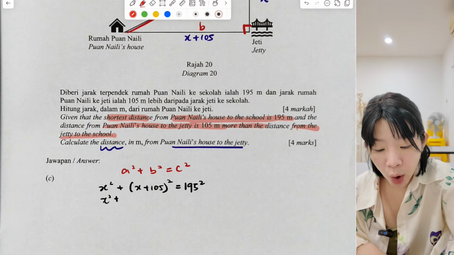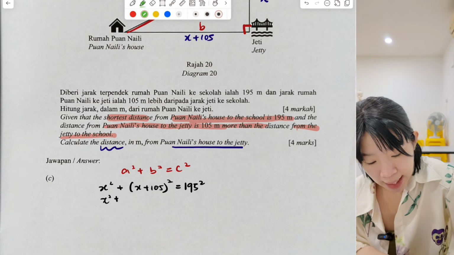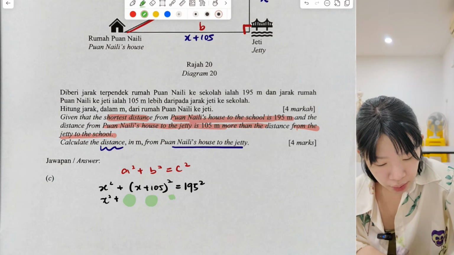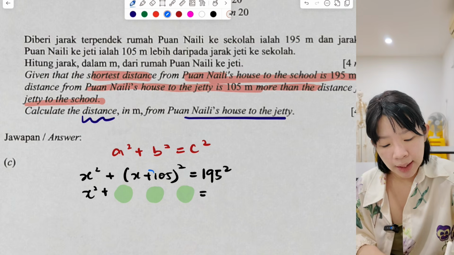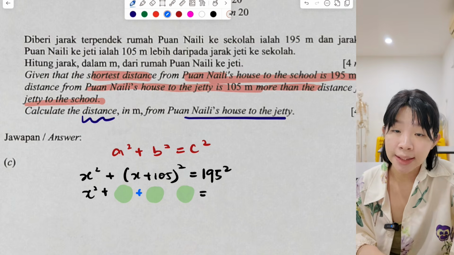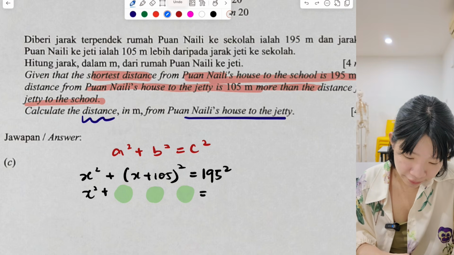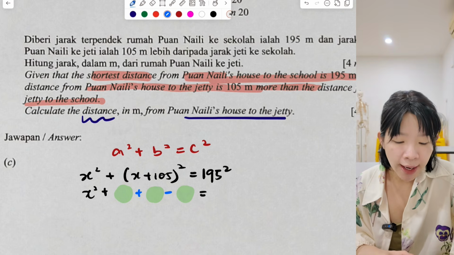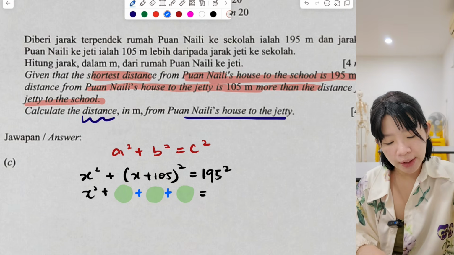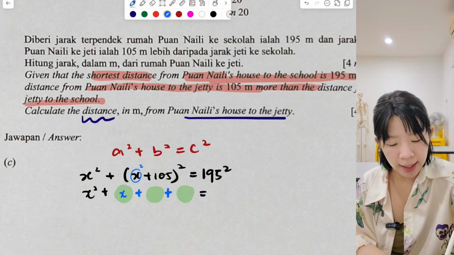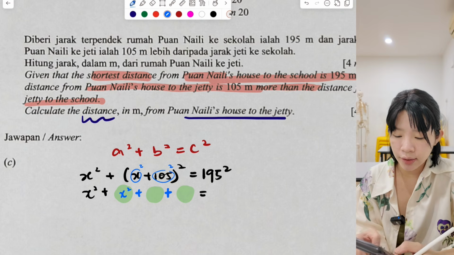When you expand, always get how many terms? The shortcut: always get 3. 1, 2, 3. Not 2 terms, but 3 terms. If inside the bracket is plus, the first one is plus. If inside the bracket is minus, the first one is minus. So if bracket plus, this one plus, and at the back, always plus. Now, what is the first term? The first thing square, so we get x squared. How about the last term? The second term square, 105 squared.